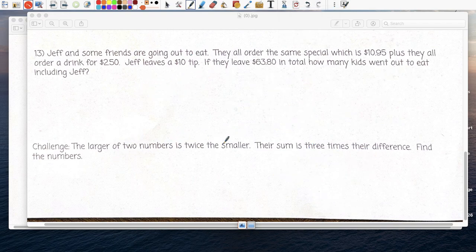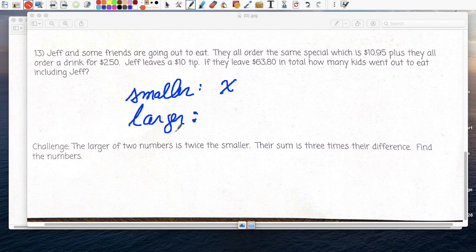The larger of 2 numbers is twice the smaller. Well, if there are 2 numbers, and one is larger, you already know that one is called the larger, so the other one is going to be called the smaller. So let's identify them. What do we know about the smaller number? I know nothing, so let's call it x. But I know the larger is what? The larger is twice the smaller one, so 2x, right? Does that make sense? Twice the smaller.